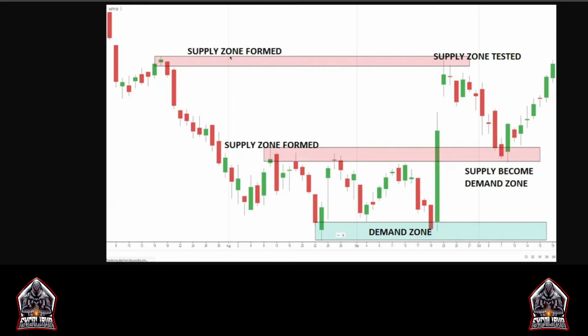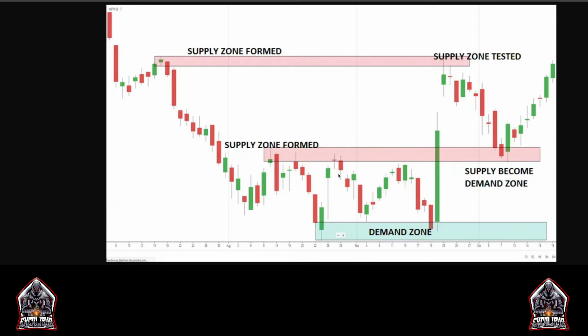But here we got the supply zone. I'm going to show you guys how to chart these after this, but the supply zone is on top. A demand zone is on bottom. I like to say you demand to buy. That's how I remember it. But basically, demand zones are formed where buyers like to come in and push the price up.